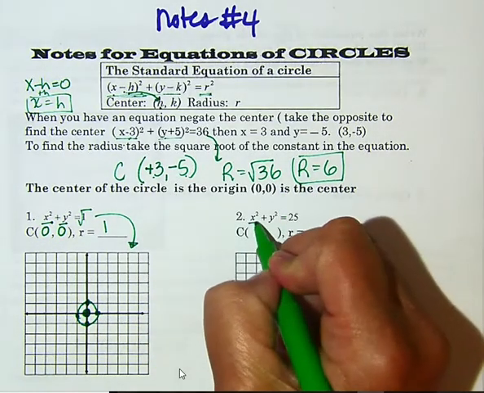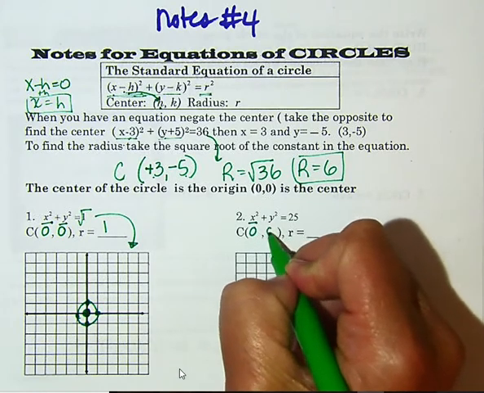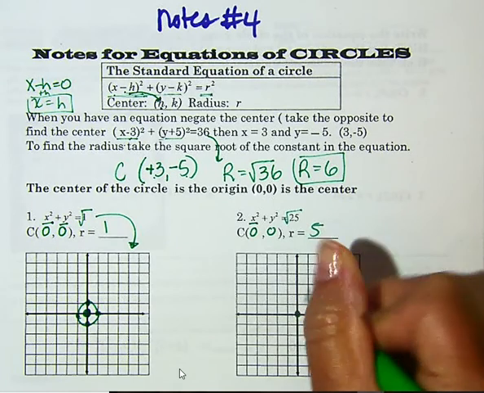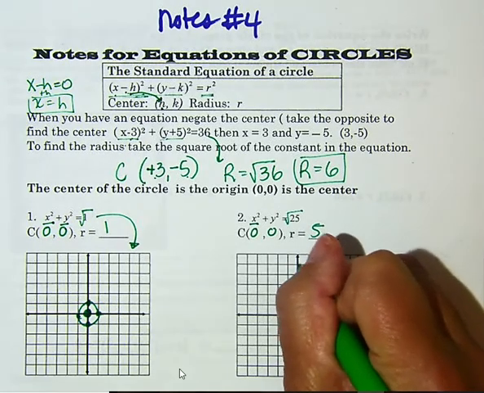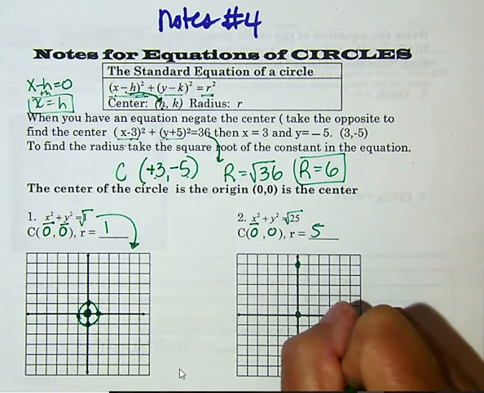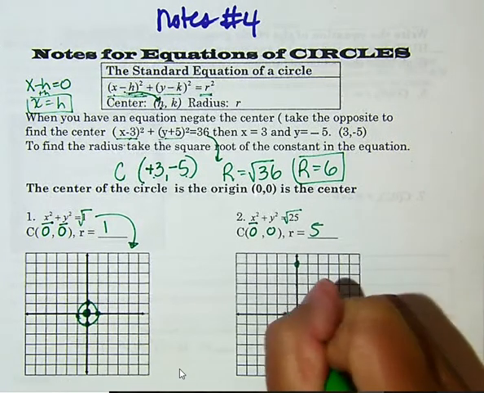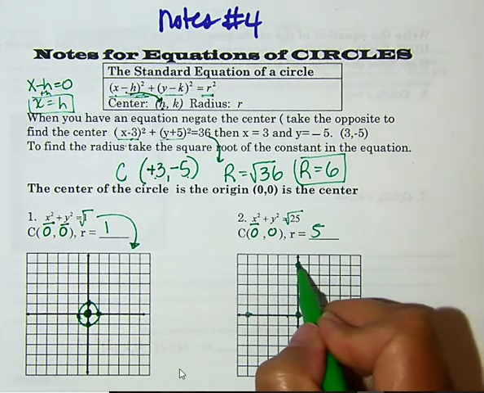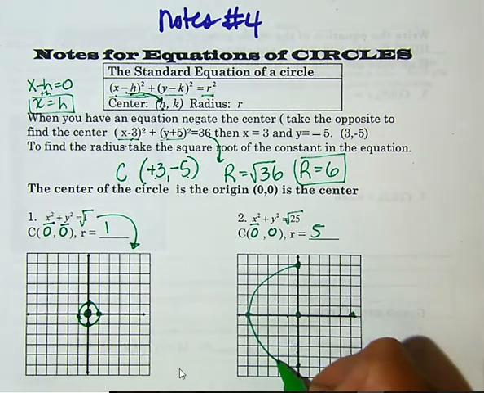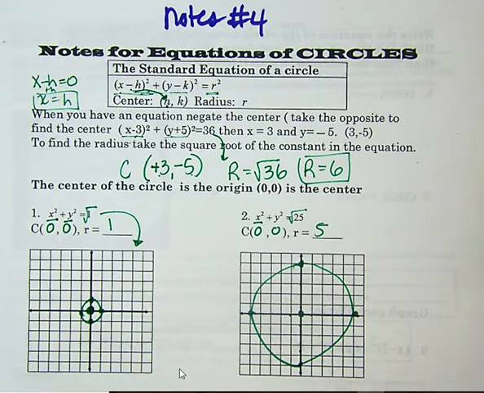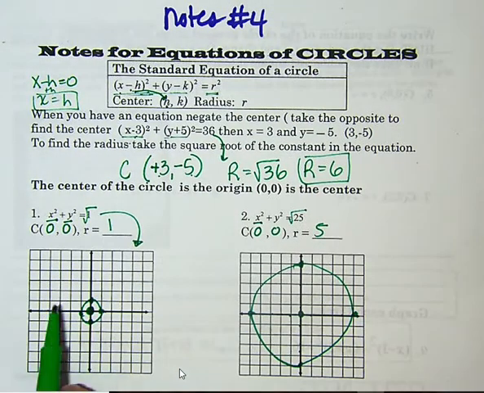This one, same thing. There's no number, so my x is 0, my y is 0. The square root of 25 is 5. 1, 2, 3, 4, 5 in each direction. And then you want to make an effort to make it look like a circle. All right, so make it kind of round. Oh, that wasn't the greatest, but okay. Just don't make it look like a diamond. That is those two equations.